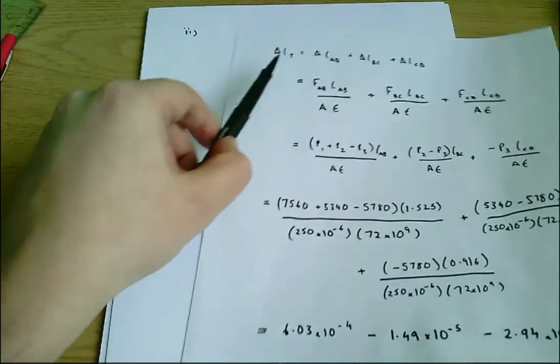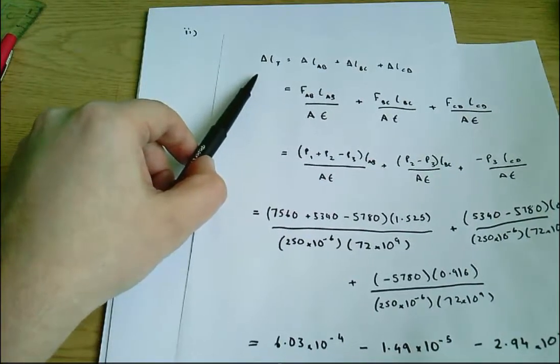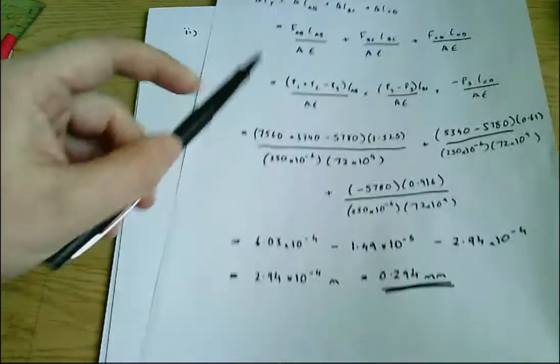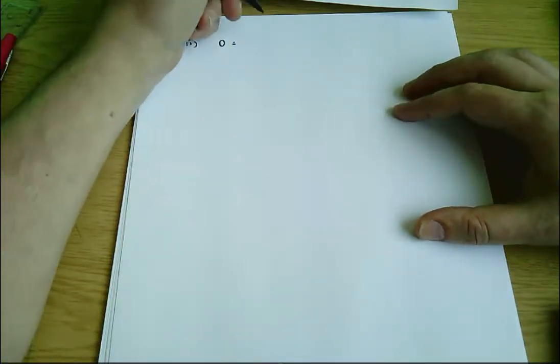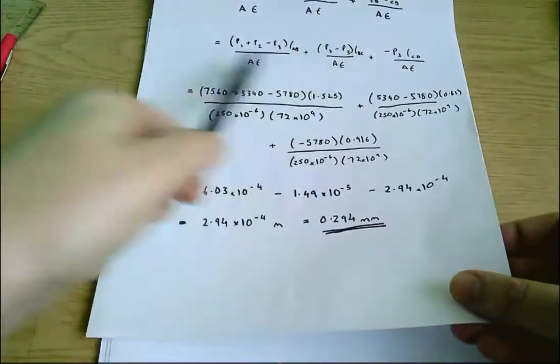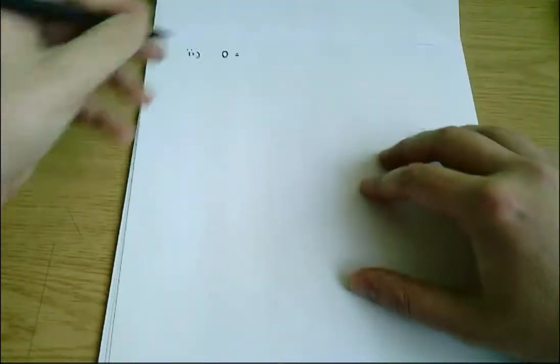And part two says, how should we change P3 so the bar doesn't change in length? If the bar doesn't change in length, then delta LT here equals 0. And that means this whole thing here equals 0. And actually what that really means is the top lines in this bit equal 0. So I can say 0 equals, I'm just going to multiply through by AE. Take this equation here, set it equal to 0, and multiply through by AE so I don't have to worry about AE in the calculation.